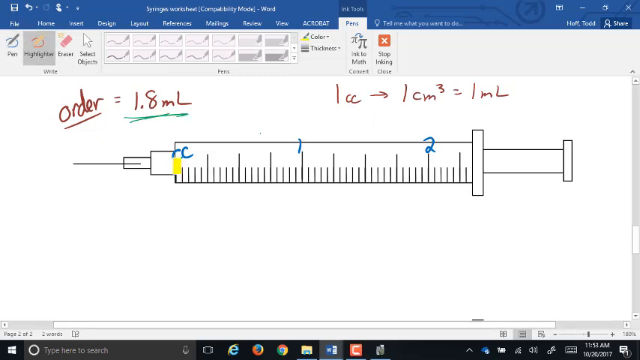1.8. Tell me where to stop. Right there? This would be 1.5 right here. Yep. From 1 to 2, that's 1 milliliter. There are 20 divisions. So it's 0.05 per division. So this is actually 1.5 here. This would be 1.75, 3/4 of the way. 1 past that.